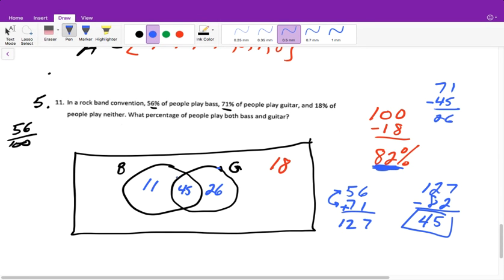And the way that we can check our work is if we add all of these up. That's why it's good, even though we're only asked to find a percentage that play both, if we add up all of these, then we should get what the total number is. And since we're dealing with percentages, our total percent should be 100. So 11 plus 45 plus 26 plus 18. So this will then give me 6, 12, so 20, 3, 7, 9, 10. So it's 100. So I know I did this correct. So the amount of people that play both is where they're shared in both circles. So it's 45% of the people play both bass and guitar.